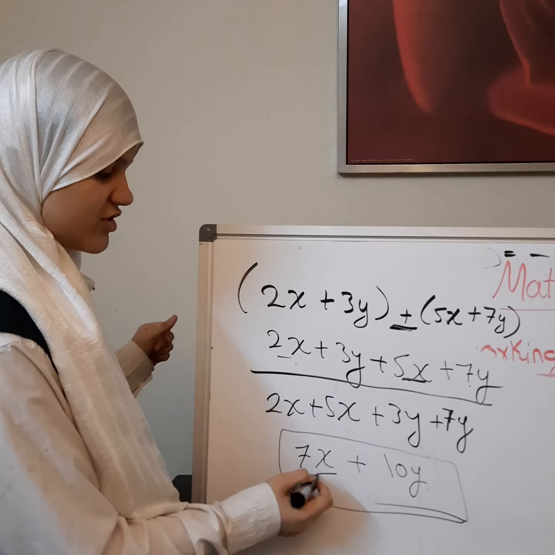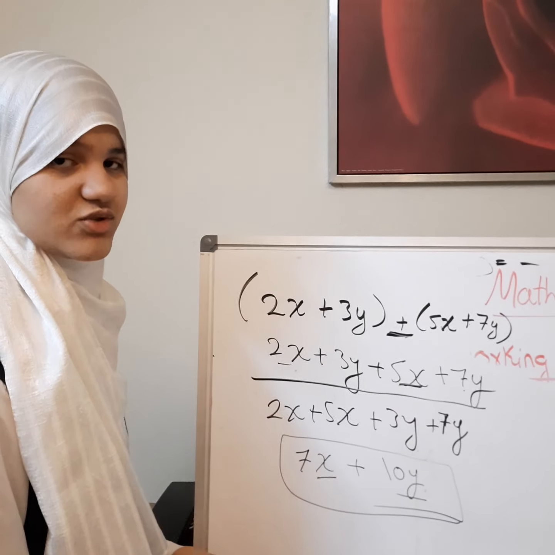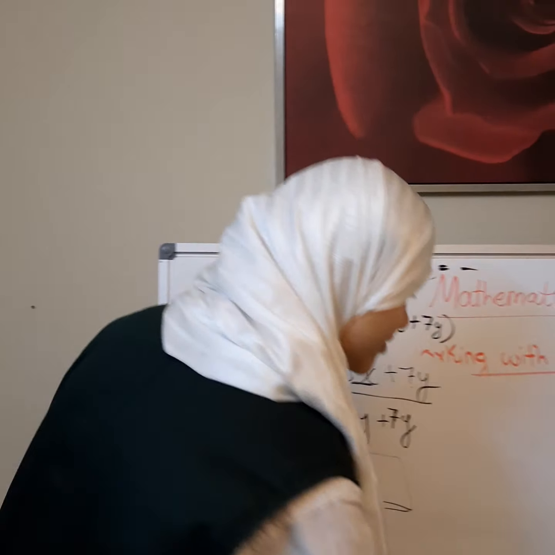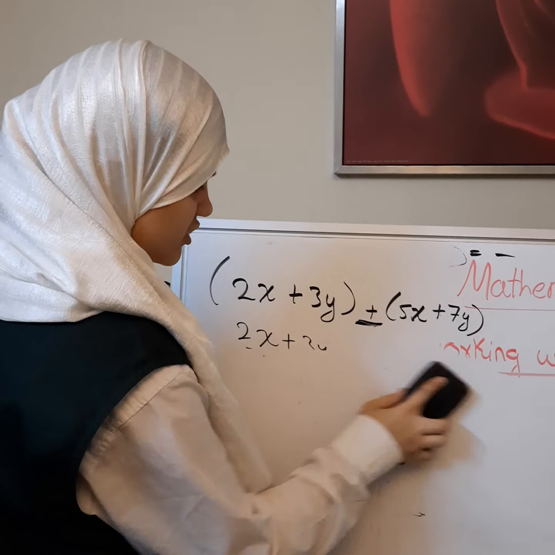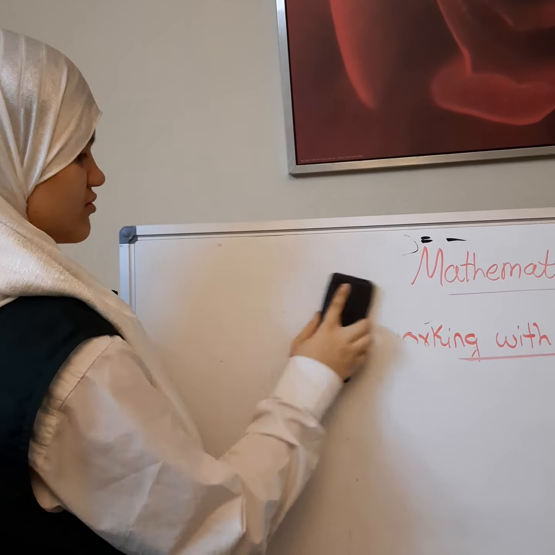We can't do anything more because they are unlike terms, x and y. So we can't do anything. It will be the final answer. The last question for this topic will be (3a minus 1) minus 3a (2a minus 5).